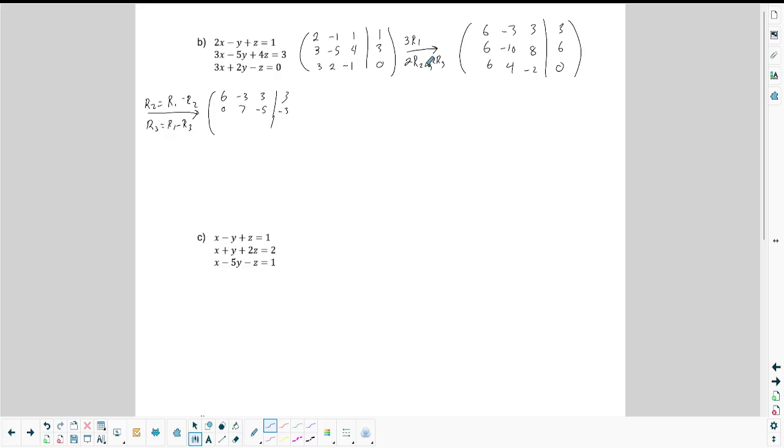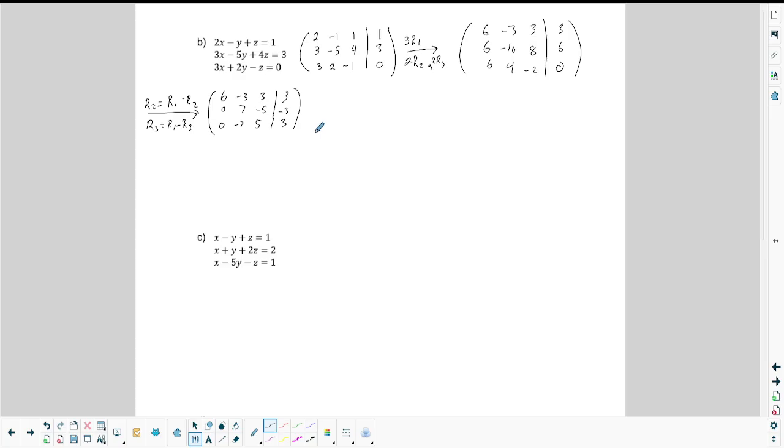And then we're going to get first and third. So 6 minus 6 is 0. Good. Negative 3 minus 4 is negative 7. 3 minus negative 2 is 5. And 3 minus 0 is 3.